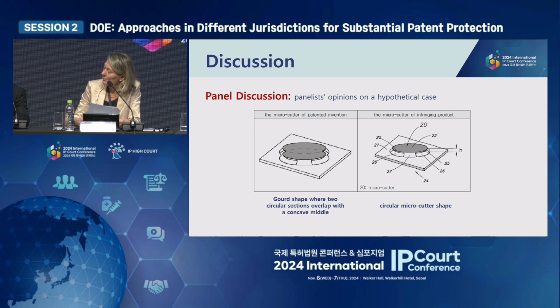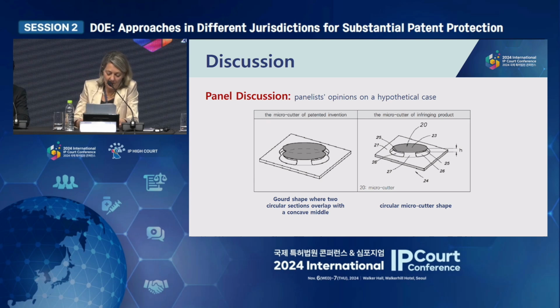Do you want me to also reflect on the second question? Yes, please go ahead. Okay, so then the second question is, if the patented invention involved the microcutters and the defendant's product used a gourd shape, could that constitute an equivalent infringement?